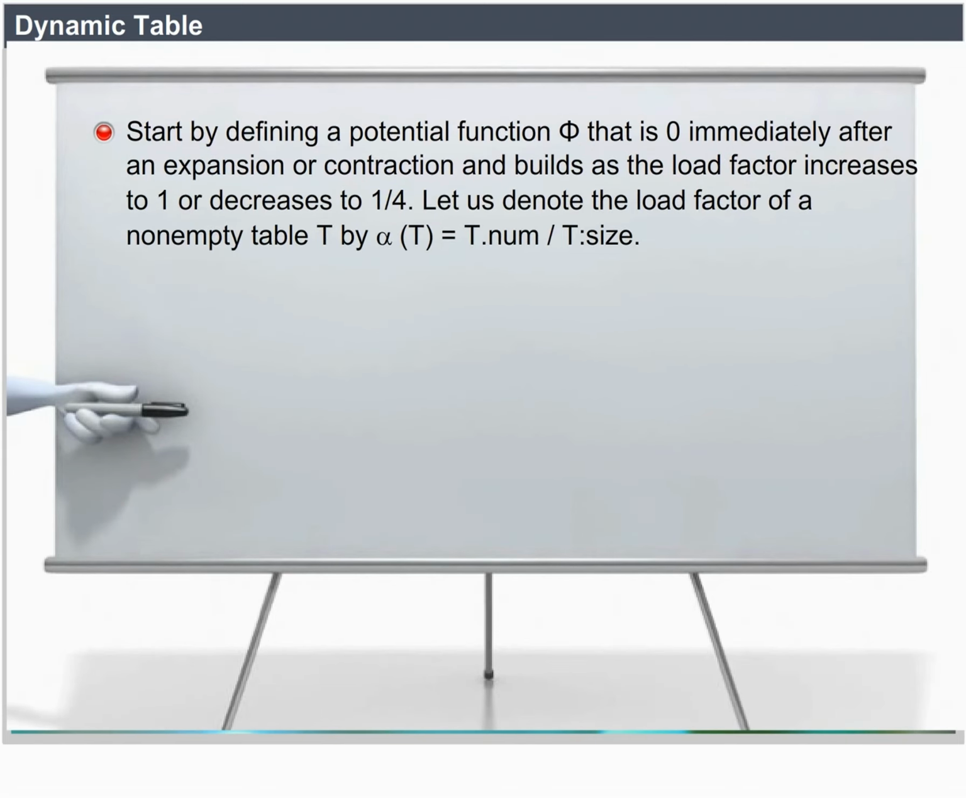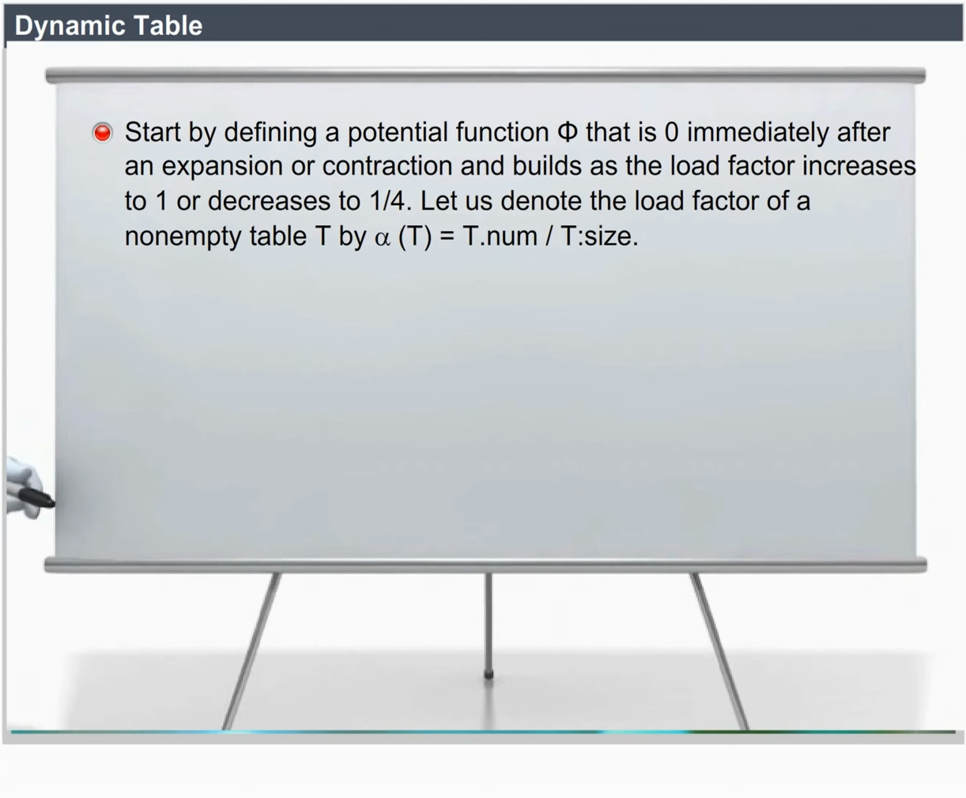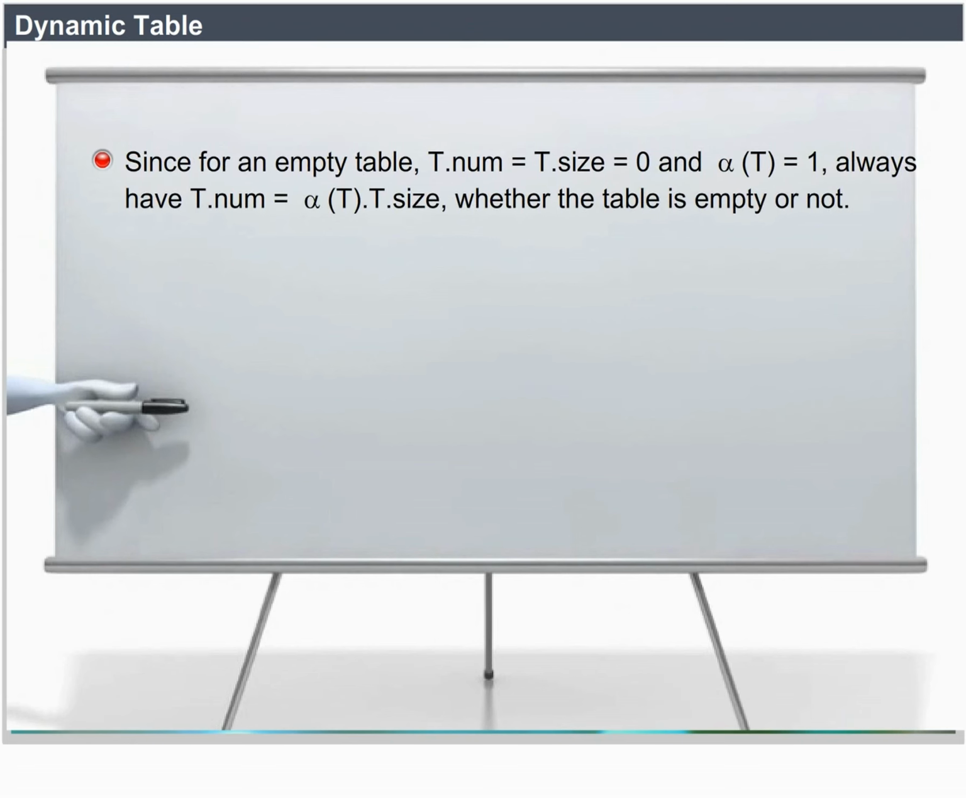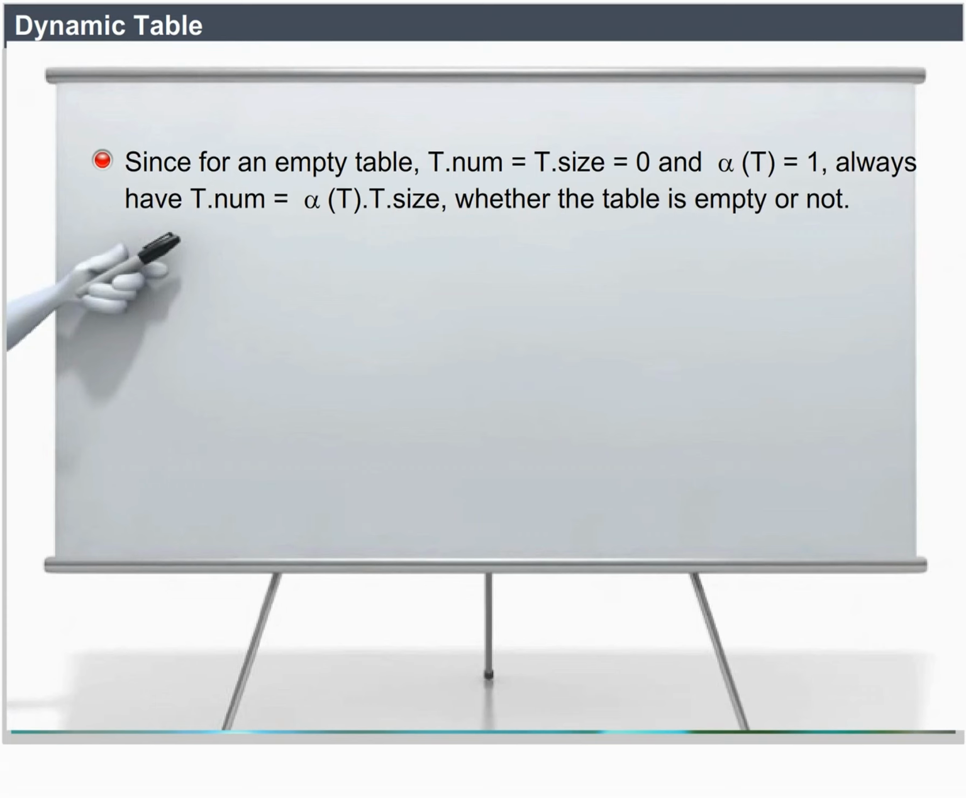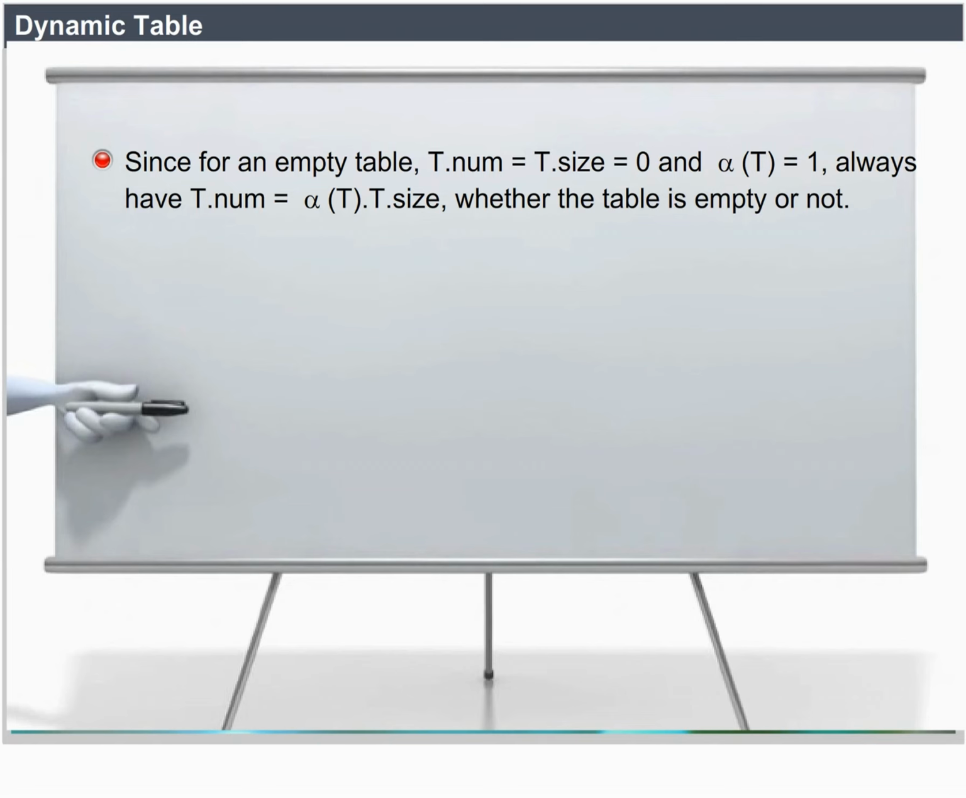Start by defining a potential function phi that is 0 immediately after an expansion or contraction and builds as the load factor increases to 1 or decreases to 1/4. Let us denote the load factor of a non-empty table T by alpha of T equals t.num / t.size. Since for an empty table, t.num equals t.size equals 0 and alpha of T equals 1, we always have t.num equals alpha of T times t.size, whether the table is empty or not.